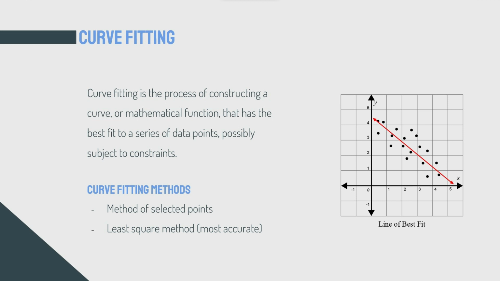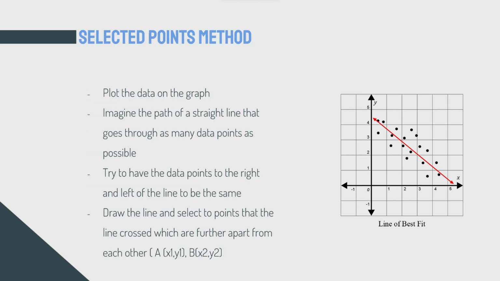Now, for the steps of the selected points method: first, as we mentioned, you plot the data on the graph, X and Y. Then you imagine the path of a straight line that could go through as many data points as possible. We saw there's a trend, the dots are decreasing from X equals 0 all the way to X equals 5. So you see where the trend is going. Now you want to start imagining in your mind, assume this graph doesn't have a line, where should I draw the line?